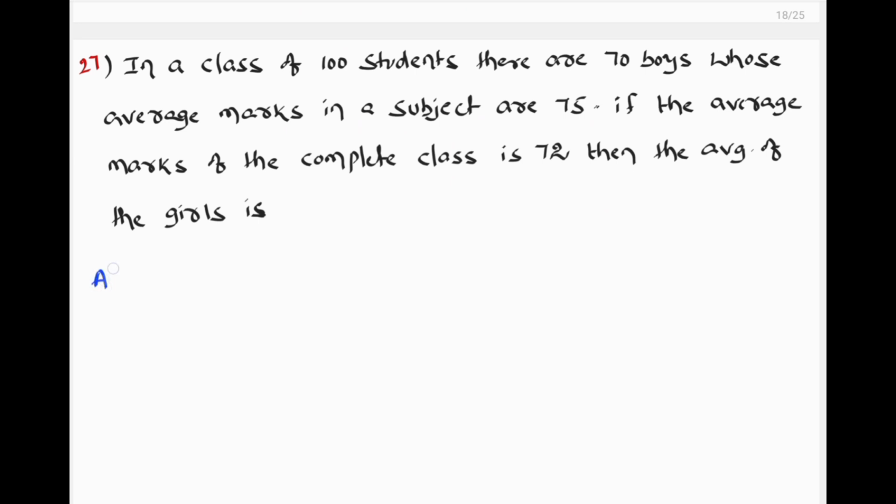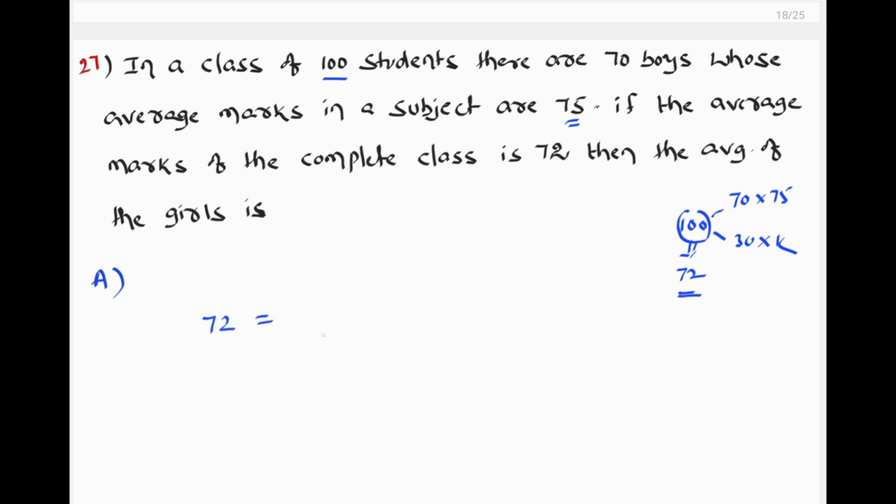So in the problem, 100 students are there. Out of 100, 70 are boys. Automatically 30 will be girls. What is the average of boys there? 75. And what is the average of 100 people there? That is 72. Now we have to find the average of girls. We don't know the average of girls, that is K. 72 is the average of total people.